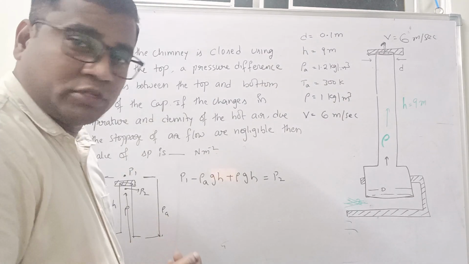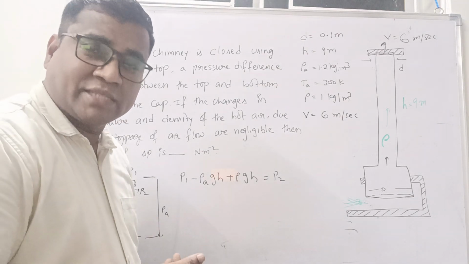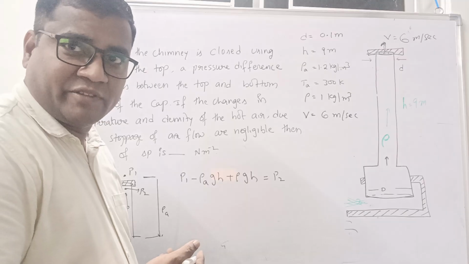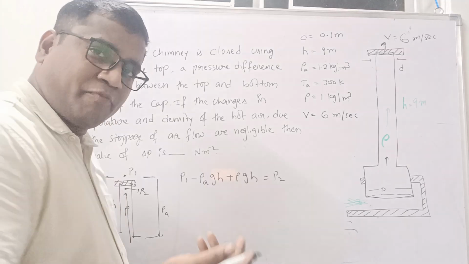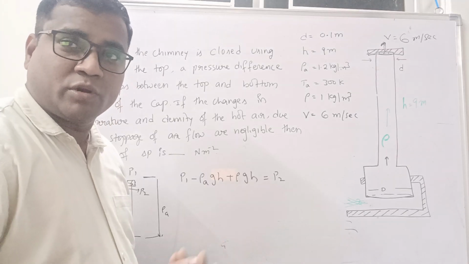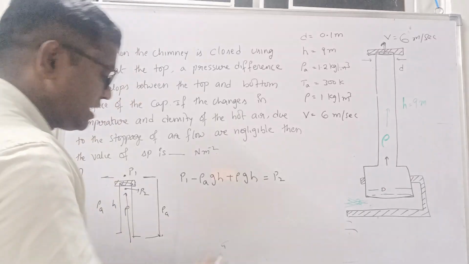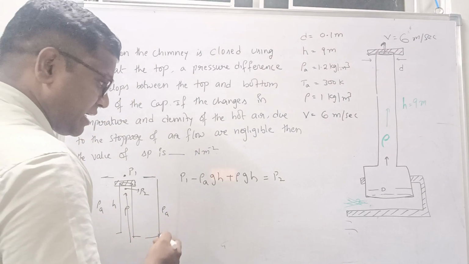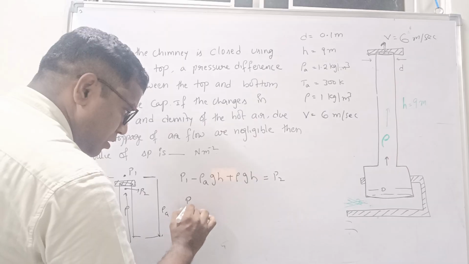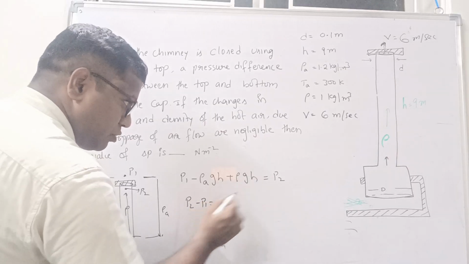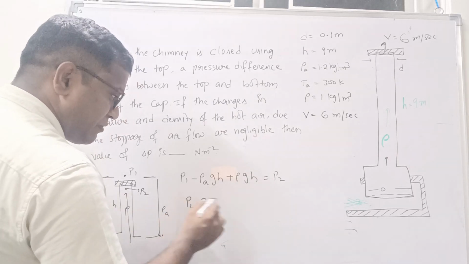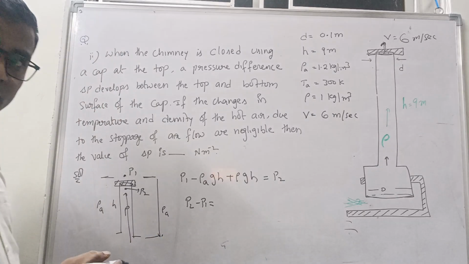So you may ask how I wrote this one. By Pascal's law only I'm writing this equation, right? Again, if possible, I will take one more class based on Pascal's law. See here, now he's asking the pressure difference, right? Now P2 minus P1 is to be calculated. Now try to write the equation.